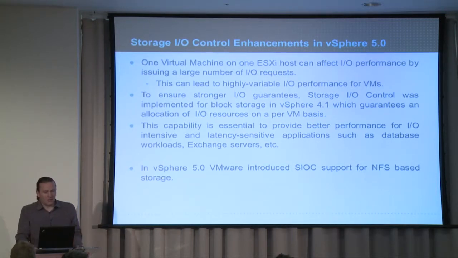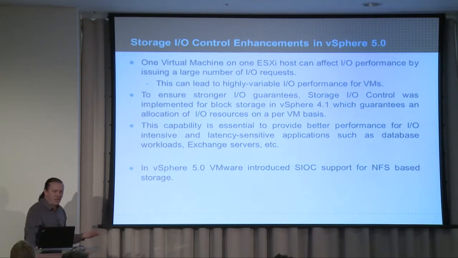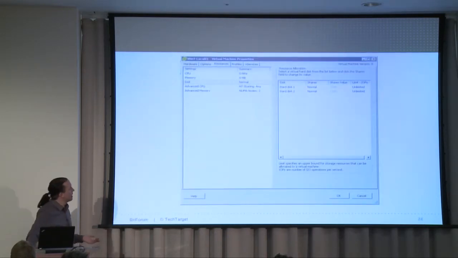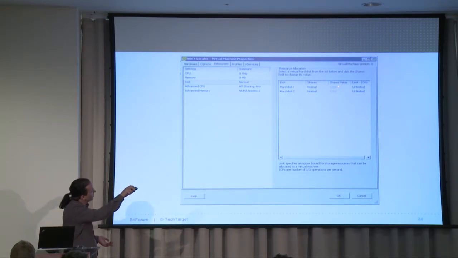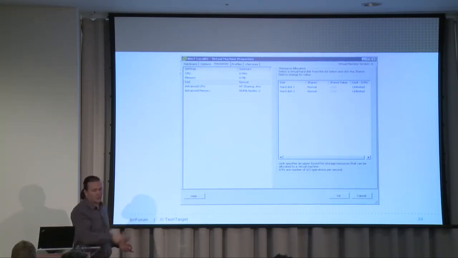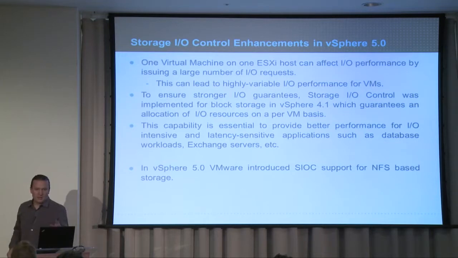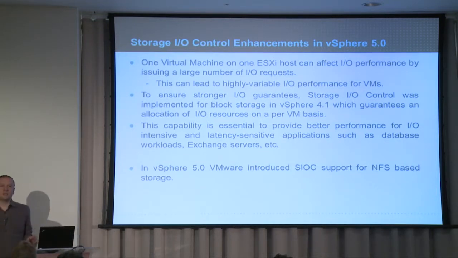I don't know if you know, when you edit settings and you go into your resources tab, disk, you've got share values and you can limit the IOPS. Storage I/O Control uses that mechanism to throttle back VMs.